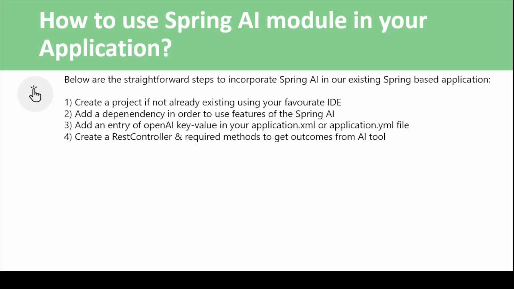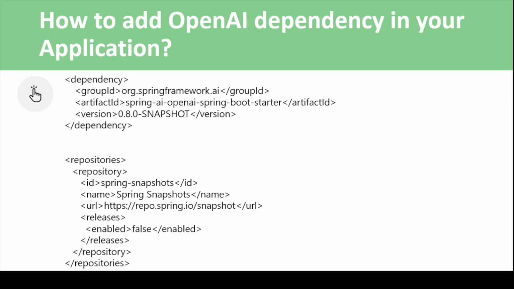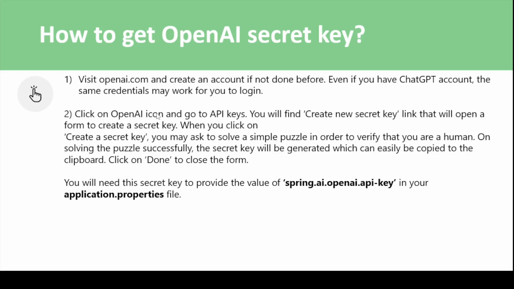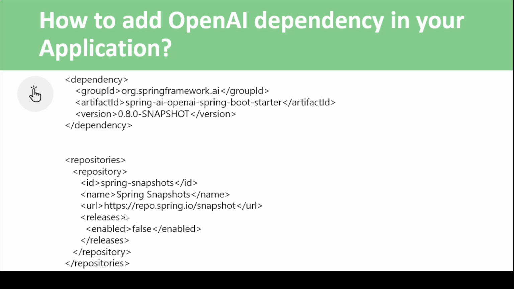Second, add an entry for the OpenAI key value in your application context. There is an OpenAI key value that we have to use for our Spring application, and we have to put it into our application.xml or application.yaml file, depending on the build tool you are using. Then create a REST controller and add one simple method. This is the OpenAI dependency that we have to add into our main project. You can add this starter dependency, and these are the snapshots.